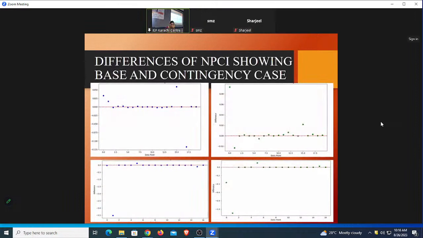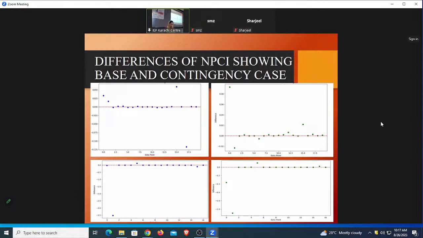Now, these are the scatter plots that are used to visualize the differences between the actual values and the predicted values of the normalized power change index. The right-hand side shows the receiving end NPCI, and the left-hand side shows the sending end NPCI. Both base and contingency cases are displayed here. The x-axis shows the data points, while the y-axis shows the differences between the actual and predicted values of NPCI. The red dashed line is a zero difference line where the predicted values and the actual values match.